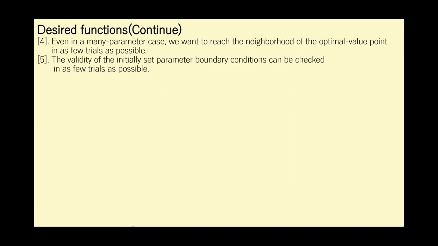Even in the many-parameter case, we want to reach the neighborhood of the optimal value point in as few trials as possible. The validity of the initially set parameter boundary conditions can also be checked in as few trials as possible.